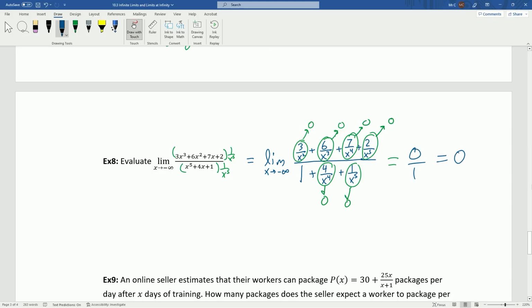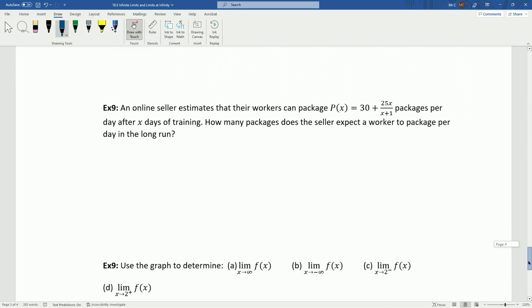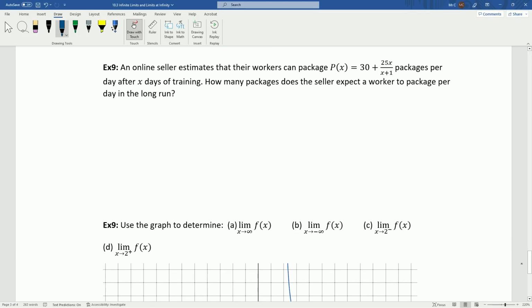Okay, so that's it for that example, and now we got two more, even though they're both labeled example 9. That second one should be labeled example 10. Let's just go ahead and fix that. All right. An online seller estimates that their workers can package P of x equal to 30 plus 25x over x plus 1 packages per day after x days of training. How many packages does the seller expect a worker to package per day in the long run?